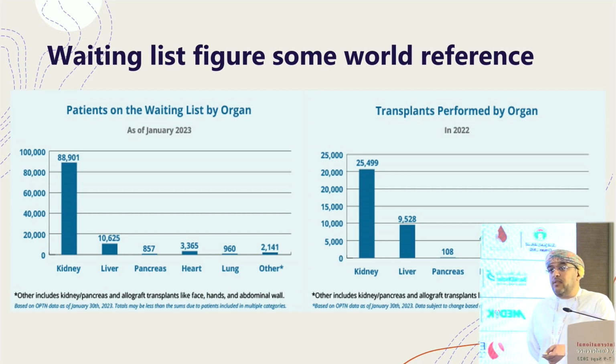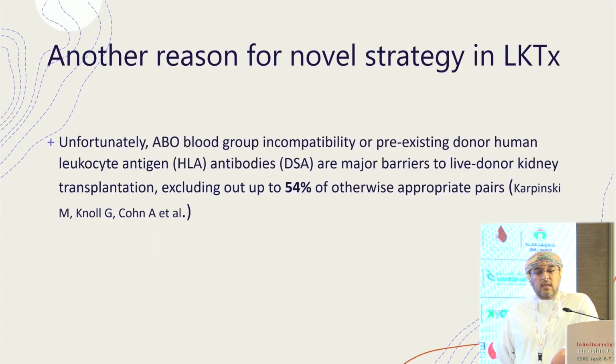However, that also shows that the waiting list for kidney transplantation, in comparison even to the other organs, is very high, and only a quarter of those cases are actually transplanted. It's not enough. So another reason a novel strategy is needed for living kidney transplantation is the ABO group. Unfortunately, ABO incompatibility or even pre-existing donor human leukocyte antigen and DSA are major barriers to live donor kidney transplantation. It actually renders exclusion of up to even 54% of otherwise appropriate pairs.